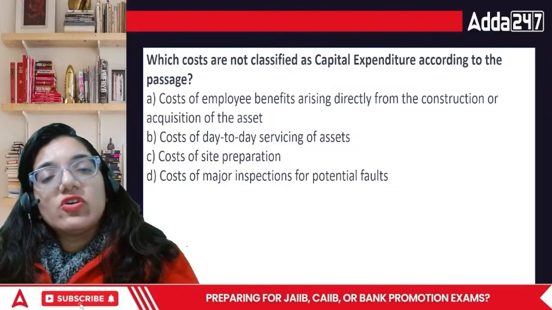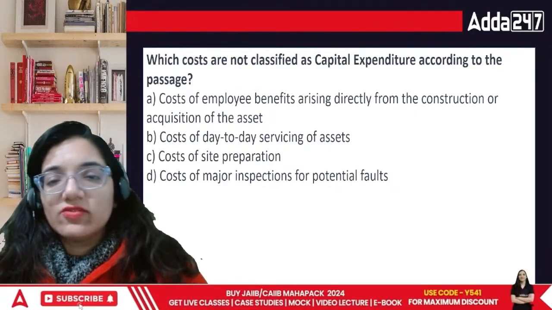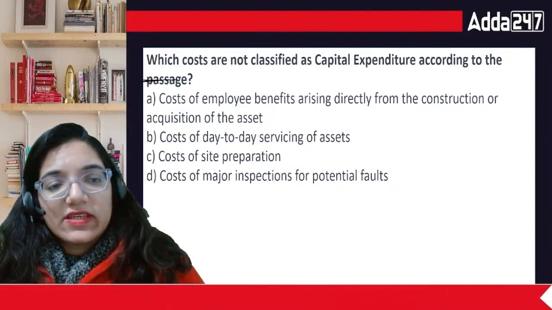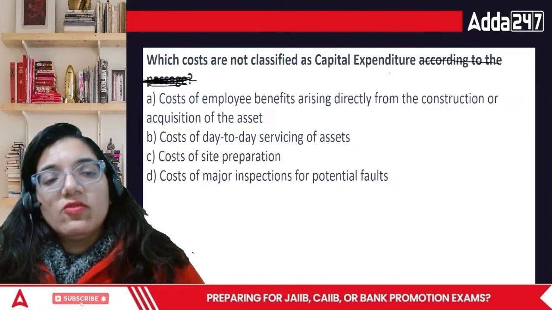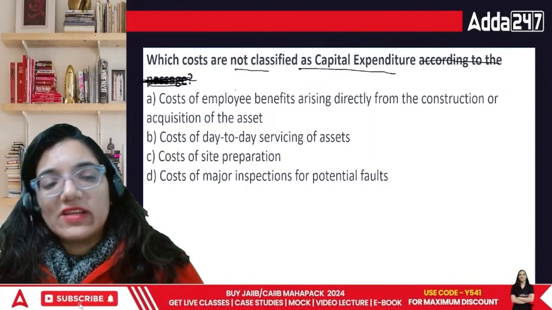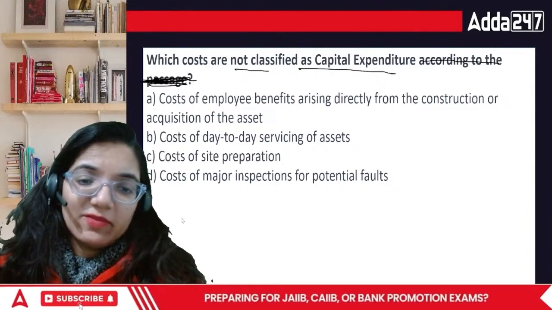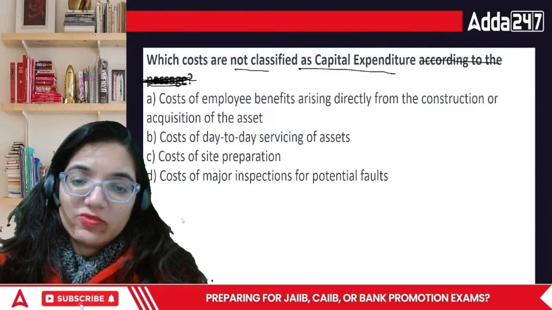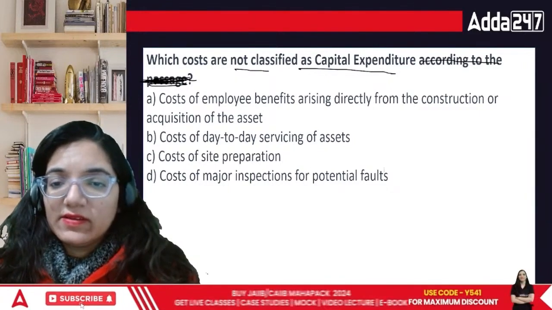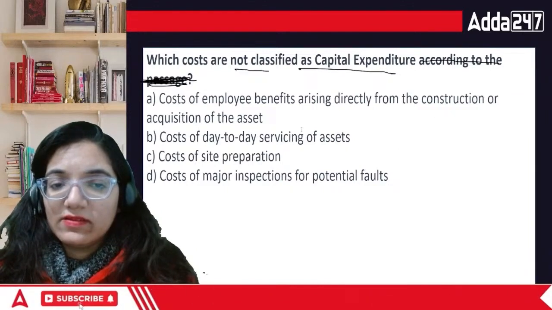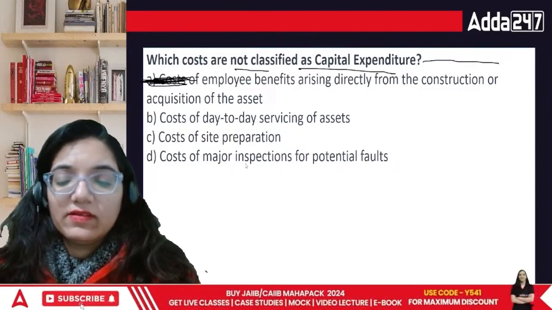Then comes the question: which costs are not classified as capital expenditure? I'm not making a case study right now. Which are not classified as capital expenditure, everyone? Capital expenditure would help us to earn more in the future. So it will not help in current earnings. It will help in future earnings. Okay?